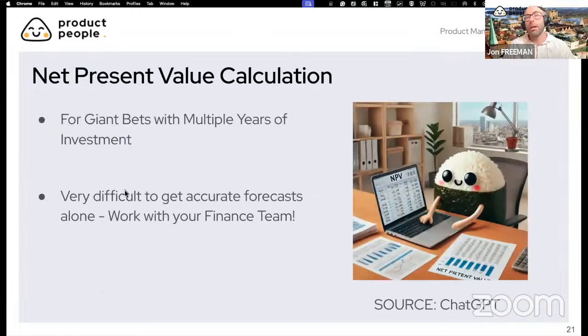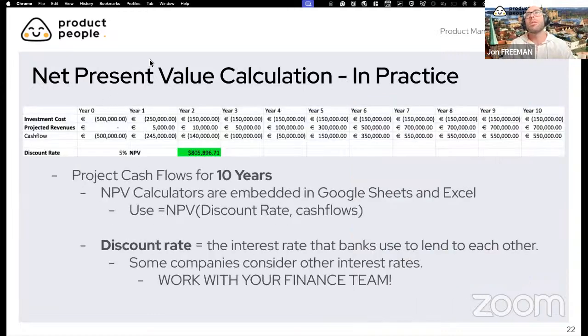Net present value calculation. This is something that you may have seen in a finance class that you took at some point. But this is for something you want to do for big bets, things that have multiple years of investment. Very difficult to forecast these things. So again, I think you should make some friends with your friends in finance. The finance team and product team should have more conversations. Maybe they do, maybe they don't, but they should have more conversations, especially if you want to think about long term. What does a net present value calculation look like?